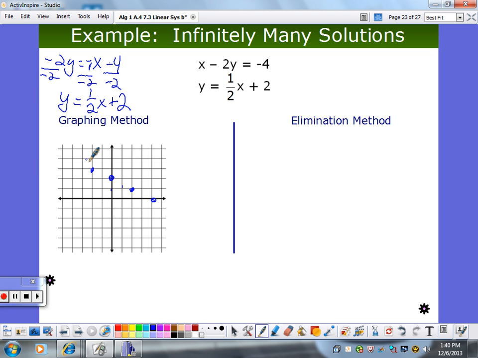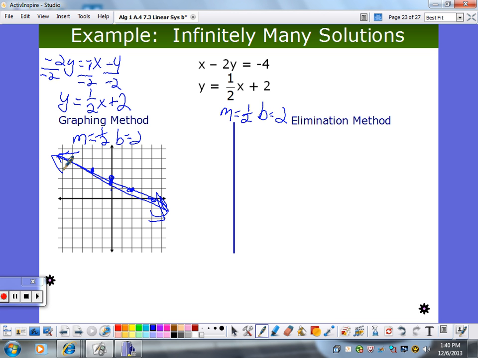Up 1, right 2. All right, so here's my first one. Right, the slope was a half, and the y-intercept was 2. Let me go graph this guy. Slope is a half, the y-intercept is 2. Wait a second. Oh, wait, they're the same line.